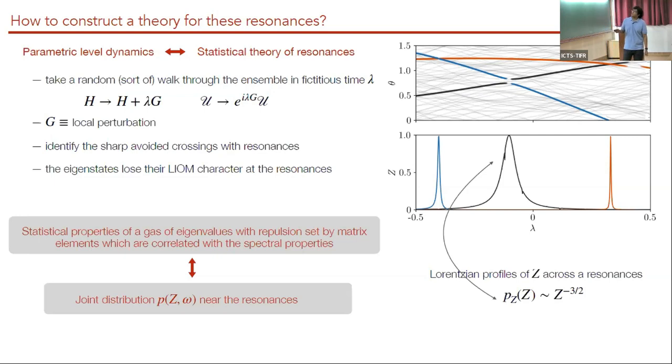By the way, there is one parenthetical remark I would make here, which is that these resonances actually have a Lorentzian profile. And if I give you a Lorentzian and ask you to compute the distribution of the heights, you actually do find this -3/2 power law, which I showed in the previous slide. Okay, so this is the task that we want. And basically this random walk through the ensemble is going to be our crutch to do the calculations.